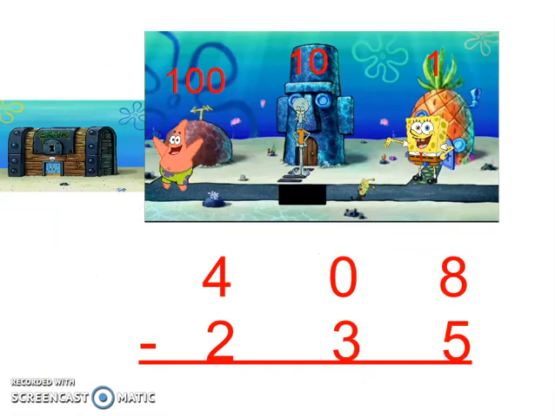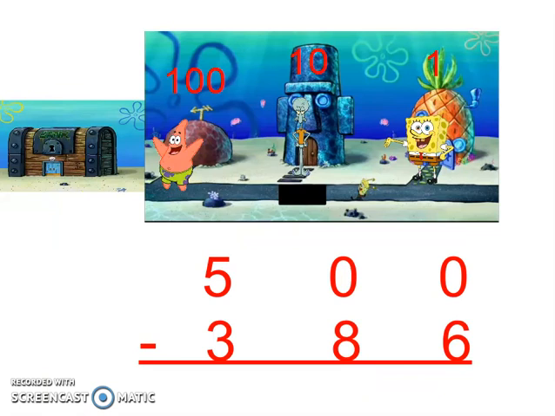Let's try another one. 8 minus 5. SpongeBob does not need to borrow this time. 8 minus 5 would be a 3. 0 minus 3. Yes, Squidward has to go borrow. He borrows from the 4, makes him a 3. Goes to the bank, trades it in for 10. He had 0, and now he adds 10, so he is now at 10. 10 minus 3 is 7. And 3 minus 2 is 1, for 173.